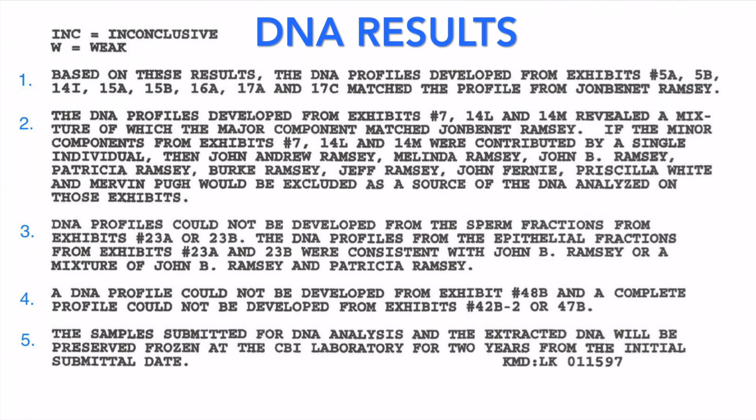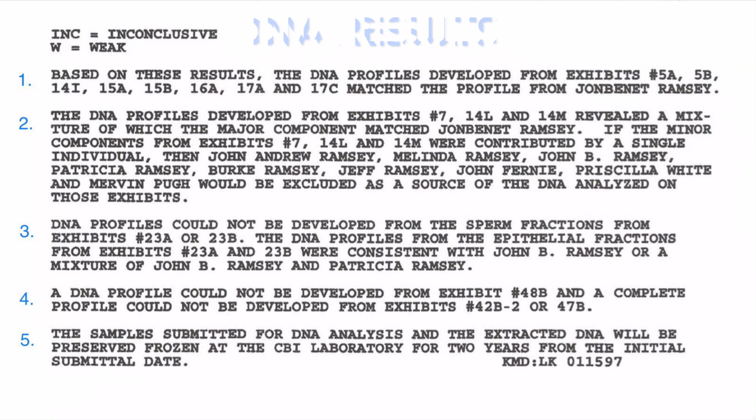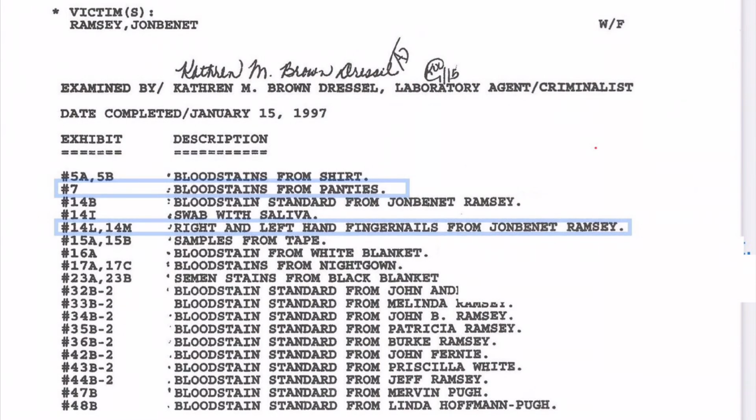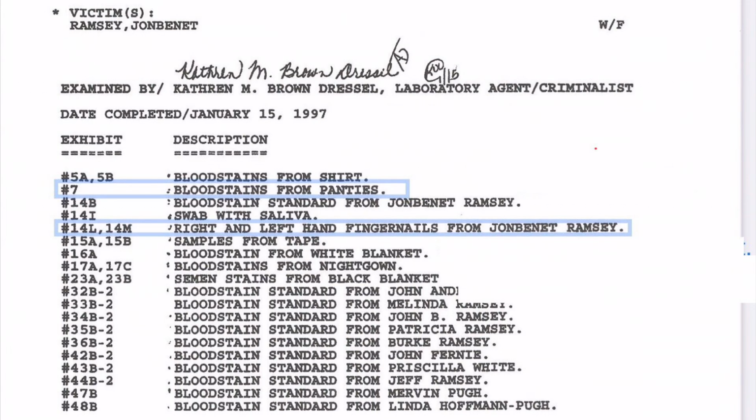So the results were, I numbered them 1 through 5. Number 1, that the shirt, saliva, the tape, the white blanket, and the nightgown were all only JonBenet's DNA. No other DNA was found on those items. So what we're left with is number 7, the blood stains on the underwear, and number 14, L and M, the right and left hand fingernails.